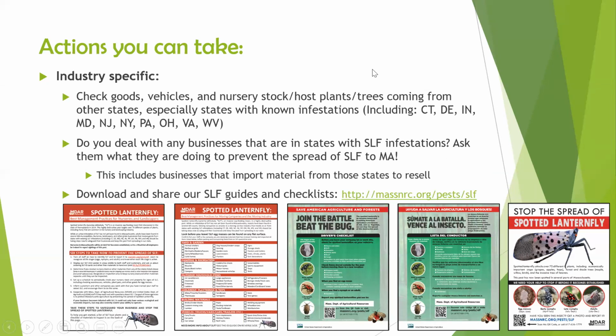We are asking folks in general to be good about checking their own vehicles, any nursery stock that's coming in, any goods that are coming in from states with known infestations. We're also asking, do you deal with any businesses that are in states with major spotted lanternfly infestations? If you do, you should be asking them what they're doing to prevent the spread of spotted lanternfly to Massachusetts. This includes businesses that maybe aren't in an infested state, but that are importing material from infested states to then resell. Because we know that that happens for a lot of different goods and materials, not just nursery stock.